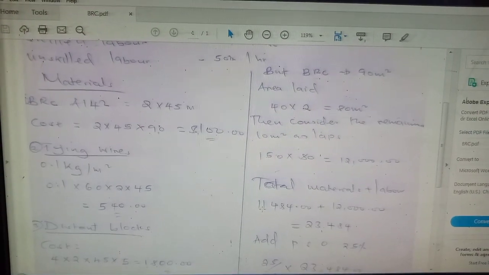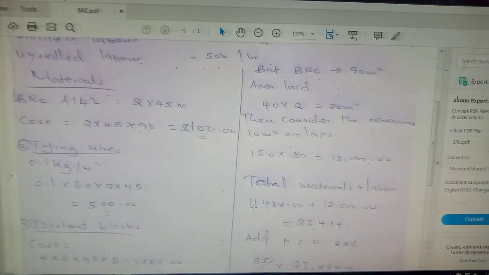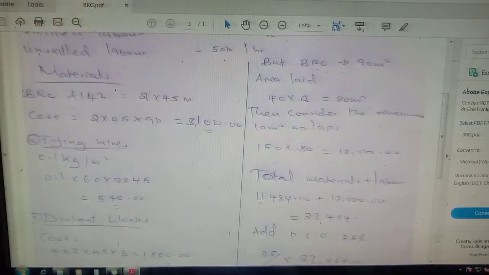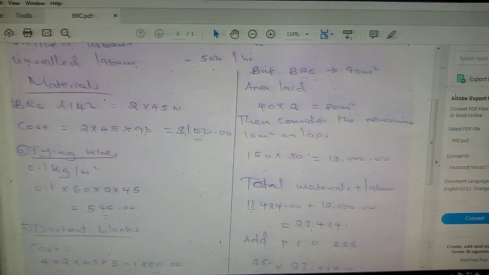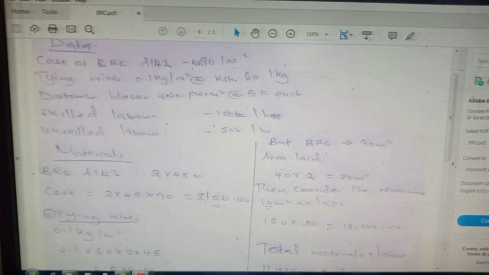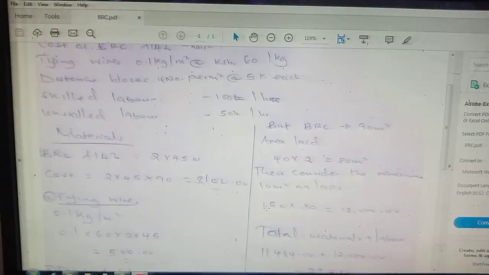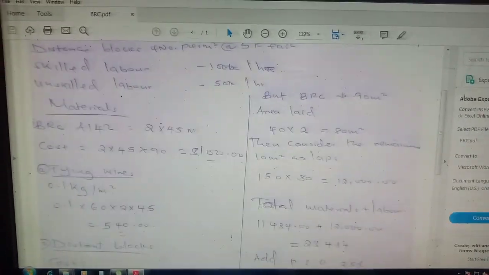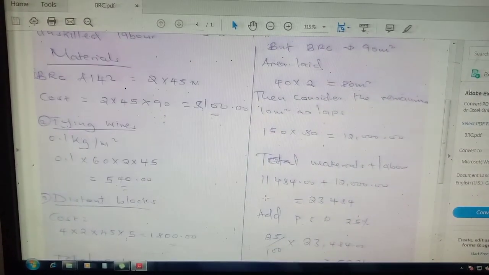The dimensions for a BRC, one roll of a BRC is 2 meters by 45 meters. So when you want to get the area of that BRC, you take 2 meters by 45 meters, just length by width, which will be 90 meters square. Then we've been told in our data above that BRC is 90 shillings per square meter. So you take 90 by that area, which is 2 by 45, to get the cost of BRC, which will be 8,100 shillings.